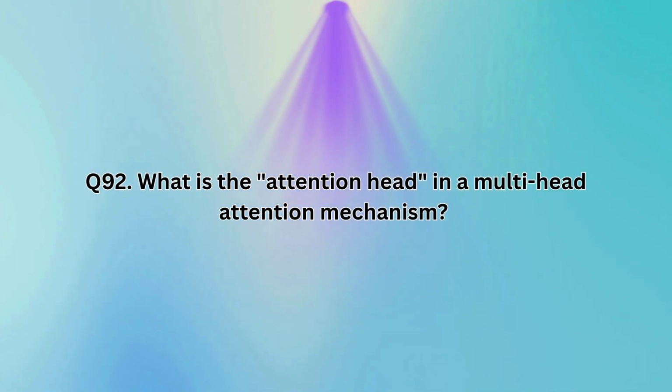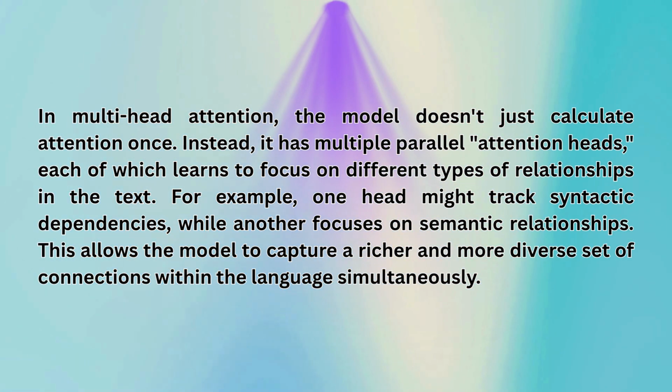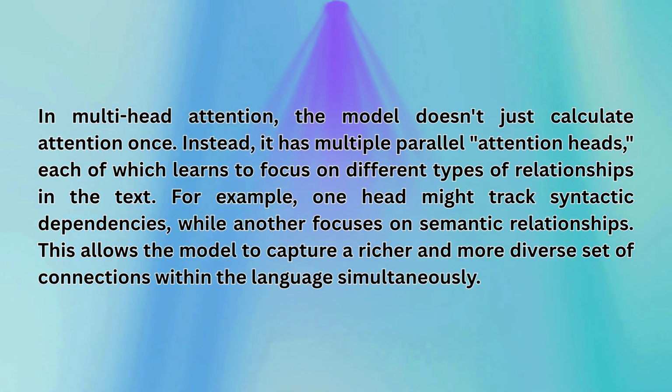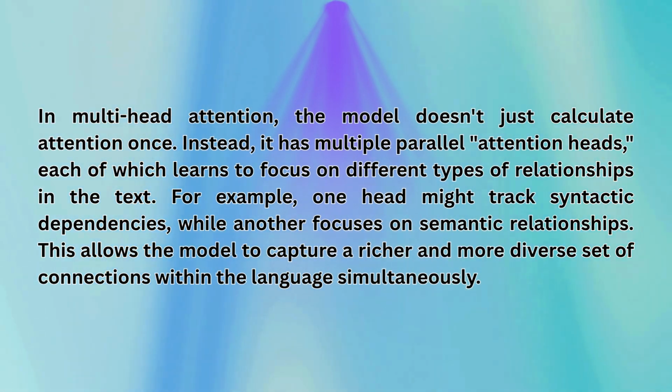What is the attention head in a multi-head attention mechanism? In multi-head attention, the model doesn't just calculate attention once. Instead, it has multiple parallel attention heads, each of which learns to focus on different types of relationships in the text. For example, one head might track syntactic dependencies, while another focuses on semantic relationships. This allows the model to capture a richer and more diverse set of connections within the language simultaneously.